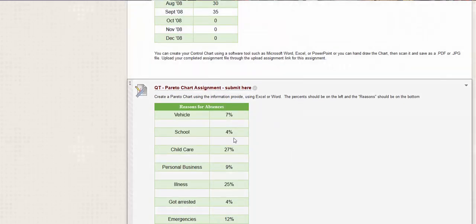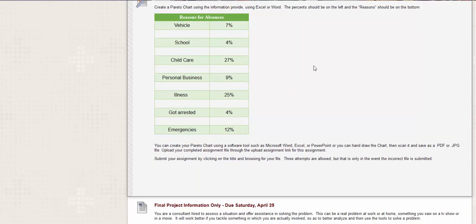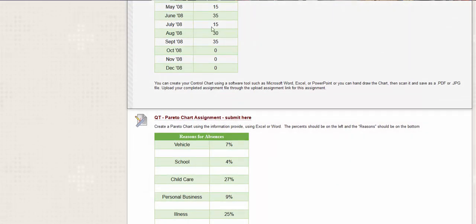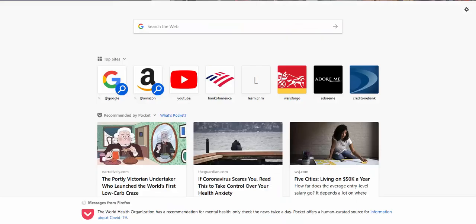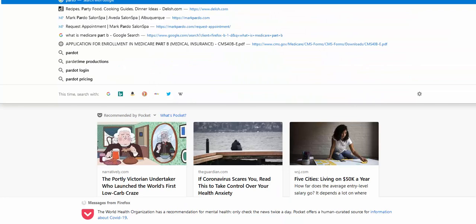Browse my computer. And then a Pareto chart. This one is really cool. So we're looking for reasons for absences. So these were the number of absences, but now we want to know the reasons. Okay? So a Pareto chart, oops, spell it correctly.